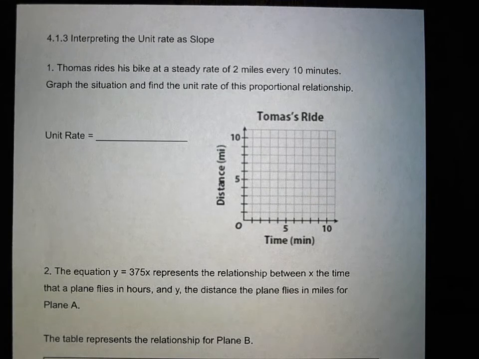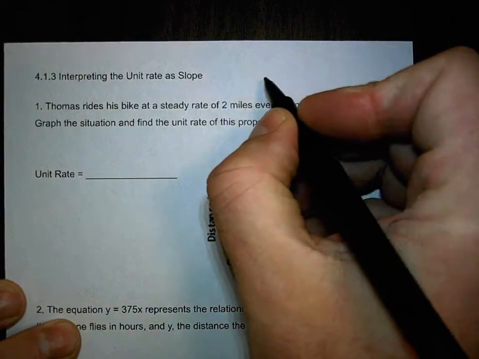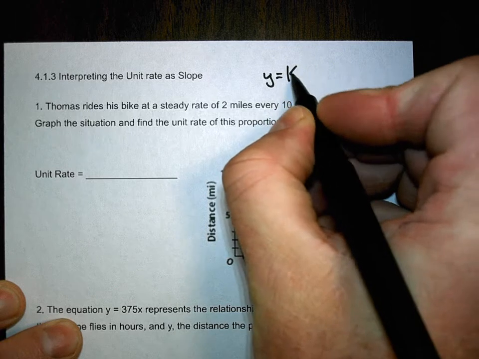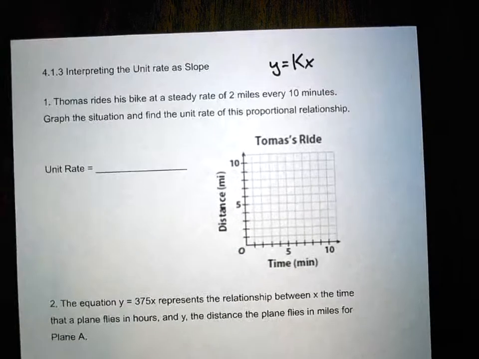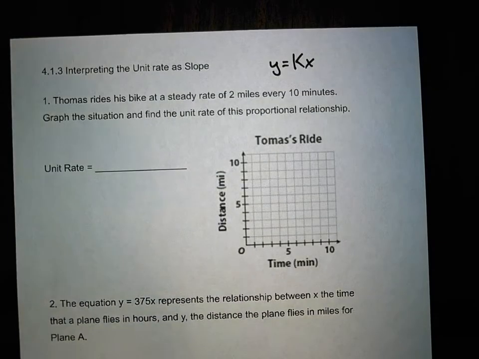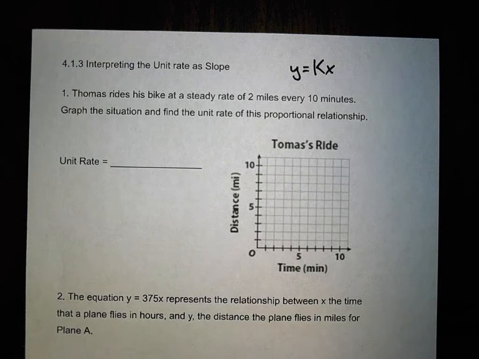So let's talk about interpreting unit rate as slope. We are focusing on the exact same thing, direct variation. We're focusing on the equation y equals kx. That has been our sole focus, right? Yes. And we're going to continue that. This is one of the most important things you can learn.